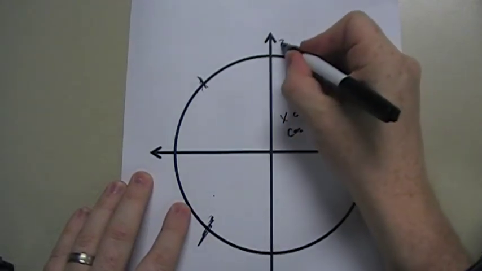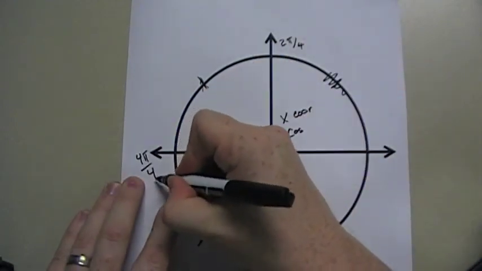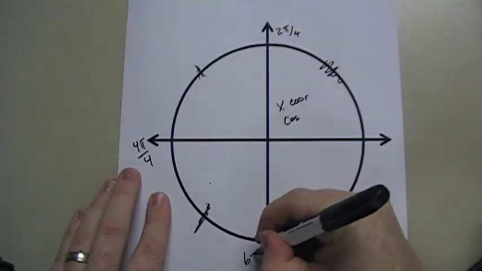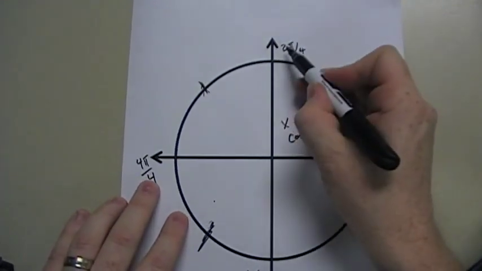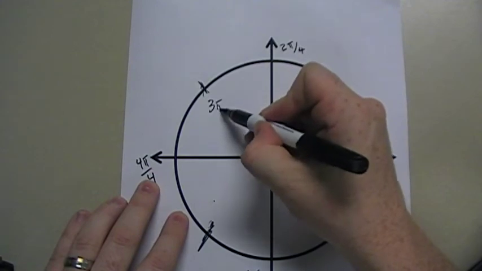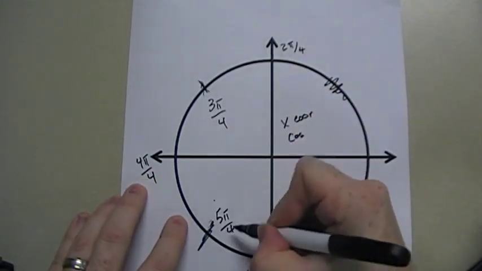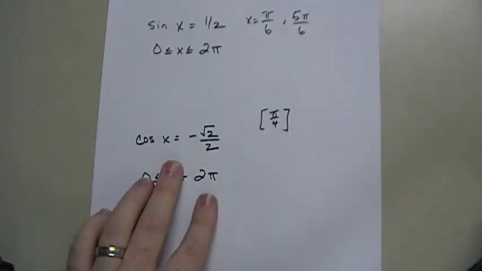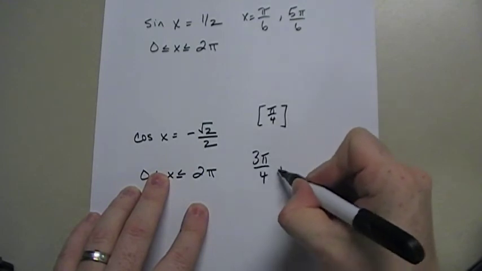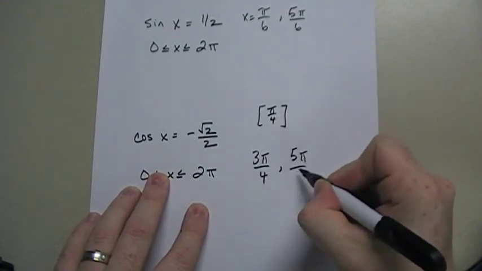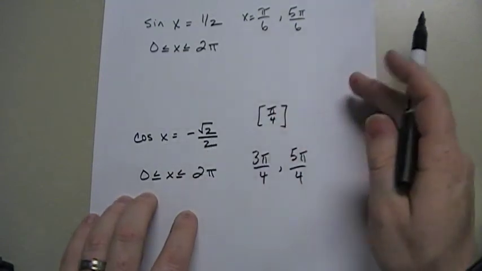So remembering that this is 2 pi over 4, and this is 4 pi over 4, and this is 6 pi over 4 down here, we can easily pick out our multiples of pi over 4. 2 pi over 4, this is 3 pi over 4. 4 pi over 4, this is 5 pi over 4. So those are our 2 answers: 3 pi over 4 and 5 pi over 4. Those are the 2 angles we could put in that would give a cosine of negative square root of 2 over 2.